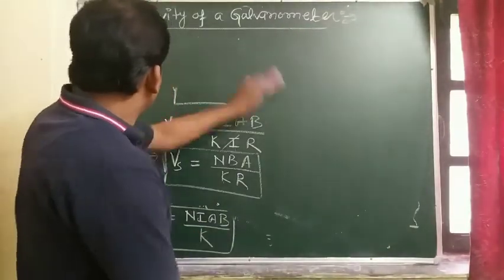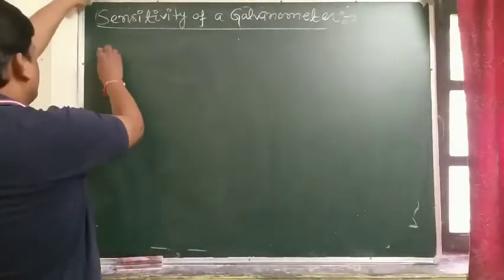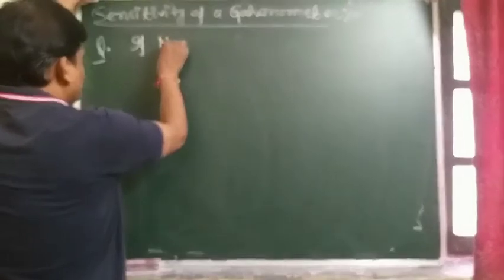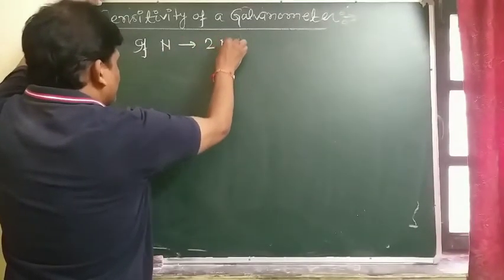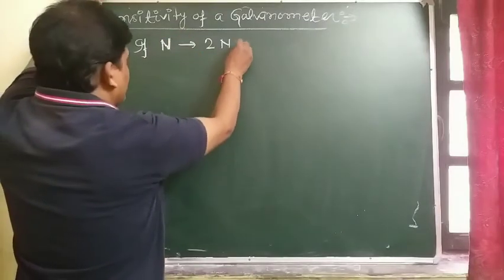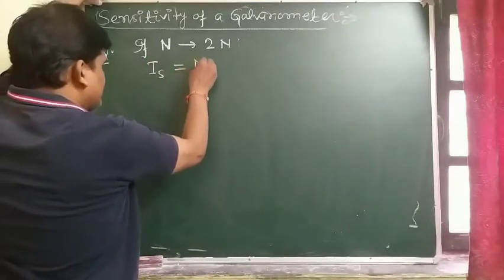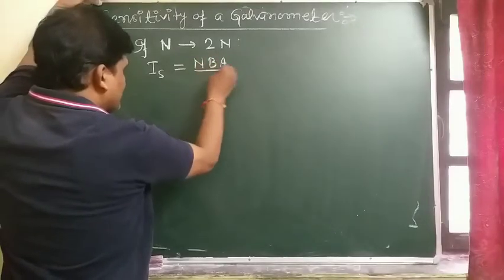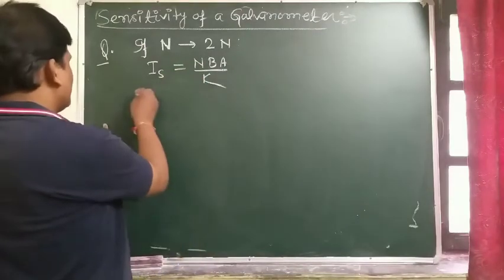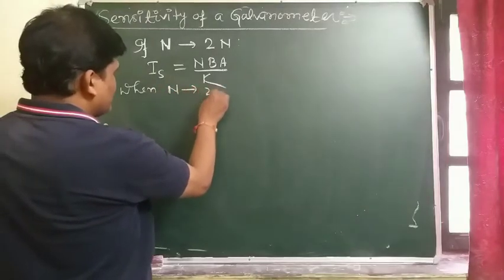So the question is: if the number of turns of the coil of a galvanometer becomes double, then what will be the current sensitivity? The current sensitivity is NBA by K. This is when N tends to 2N.